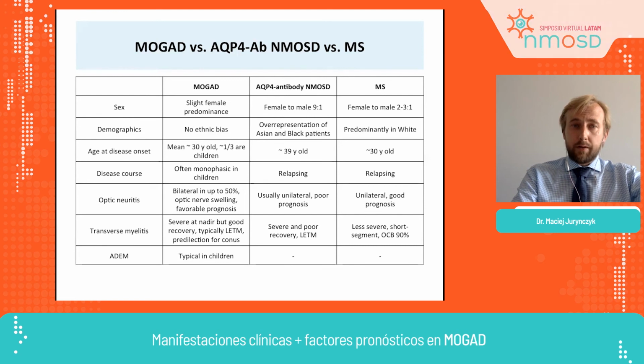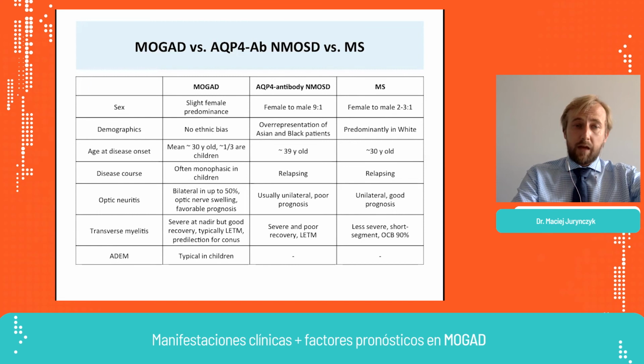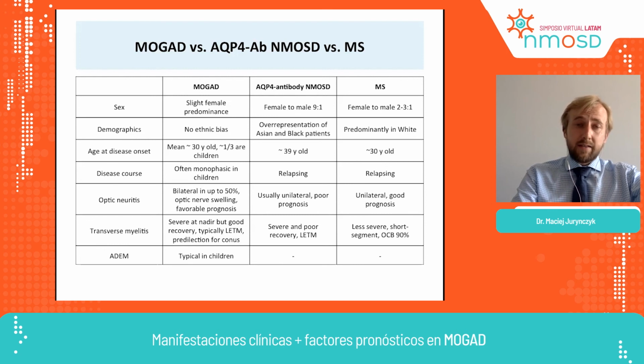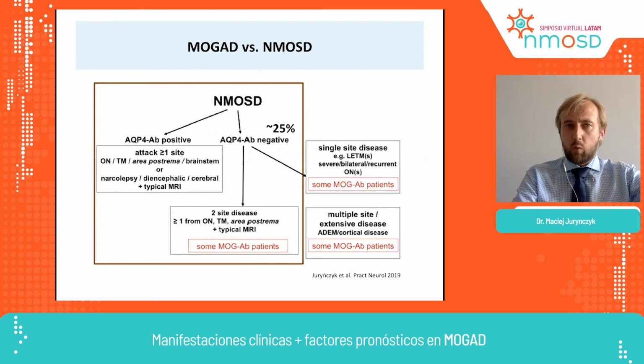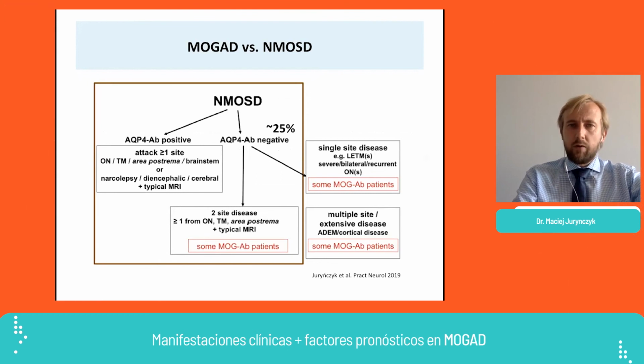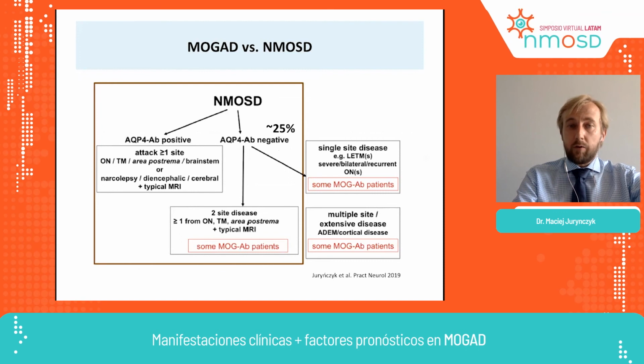Also, predilection of transverse myelitis for the conus, which leads to frequent bladder disturbances. Also, MOGAD is characterized by ADEM in children, a phenotype that we do not see as often in the two other conditions. It has less tendency to relapse, and this is in particular seen in children. It is also worth noting that the spectrum of MOGAD is wider than that of NMOSD, and only 25% of MOGAD patients will fulfill the current NMOSD criteria for aquaporin 4 antibody negative disease. The reason for that is that these criteria require the presence of disease in at least two sites, so for example optic nerve and spinal cord.